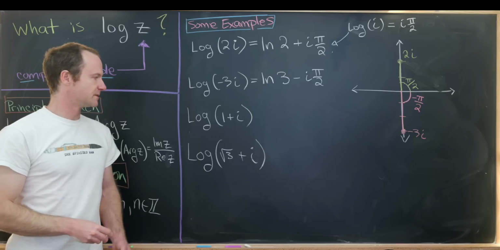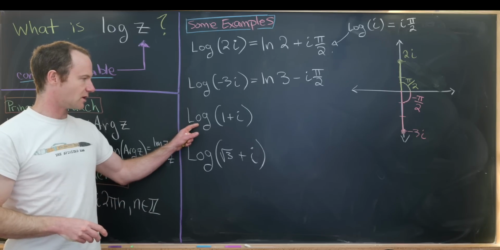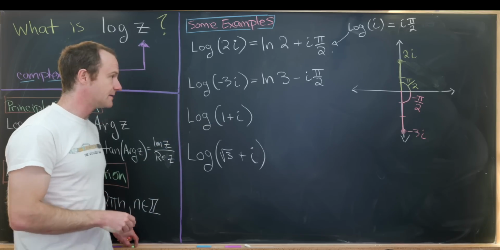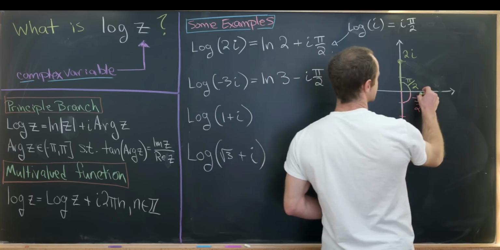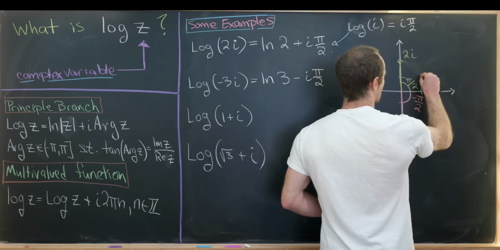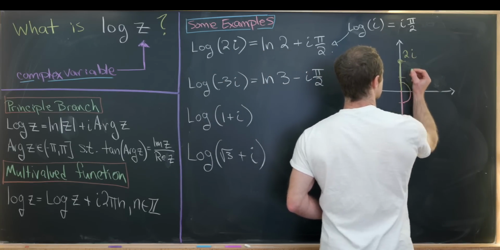Okay, nice. Now let's look at this next one, the log of 1 plus i. So let's get that in the picture. So 1 plus i is going to be about right here. So let's erase this pi over 2 so it's not in the way.